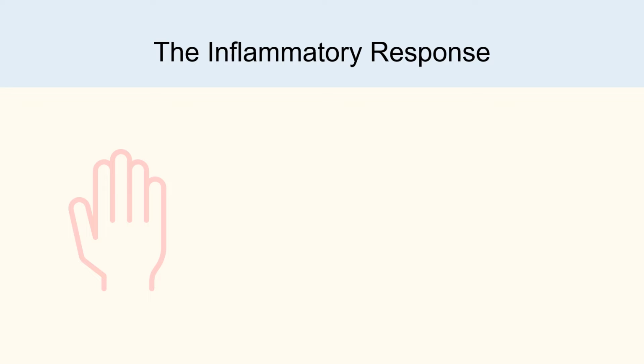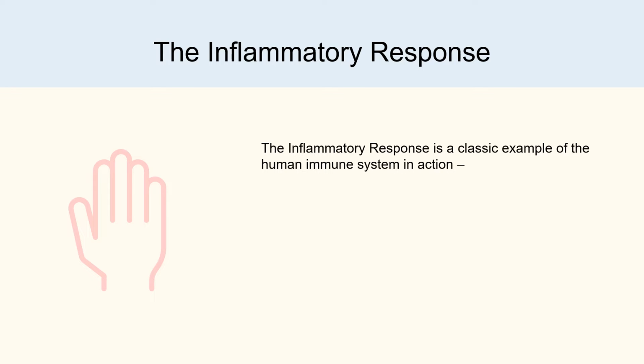Let's take a look at the immune system in action. The inflammatory response is a classic example of immune behaviour. Activated when the skin barrier is broken, for example, the inflammatory response involves 4 key symptoms: pain, swelling, heat, and redness. Symptoms I'm sure many of us are familiar with.